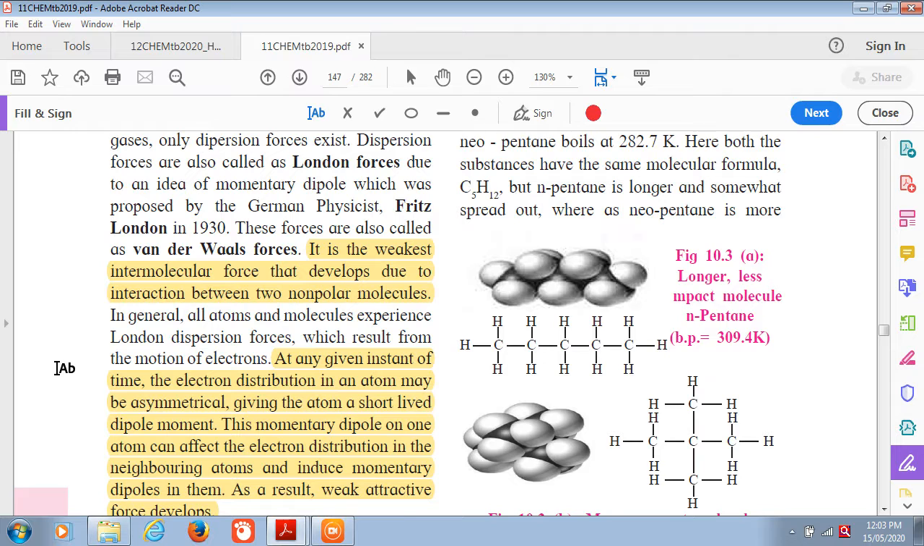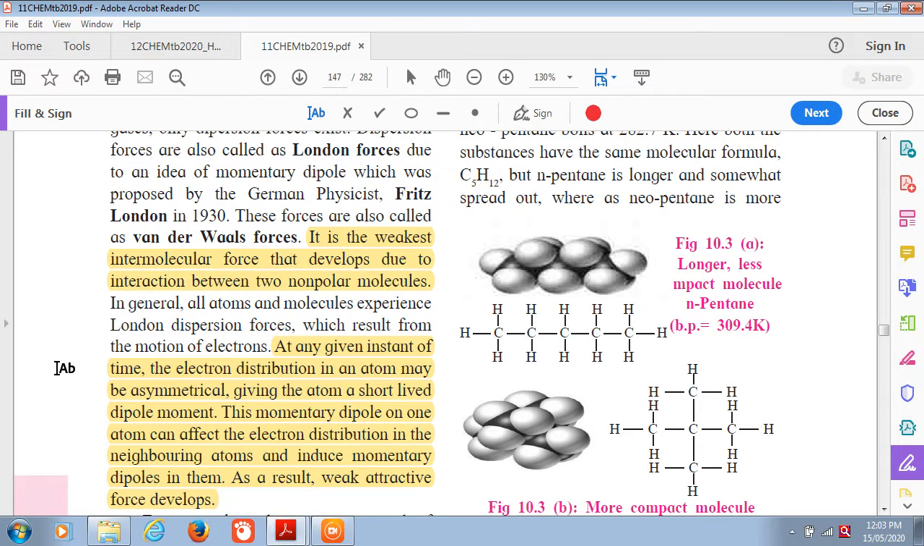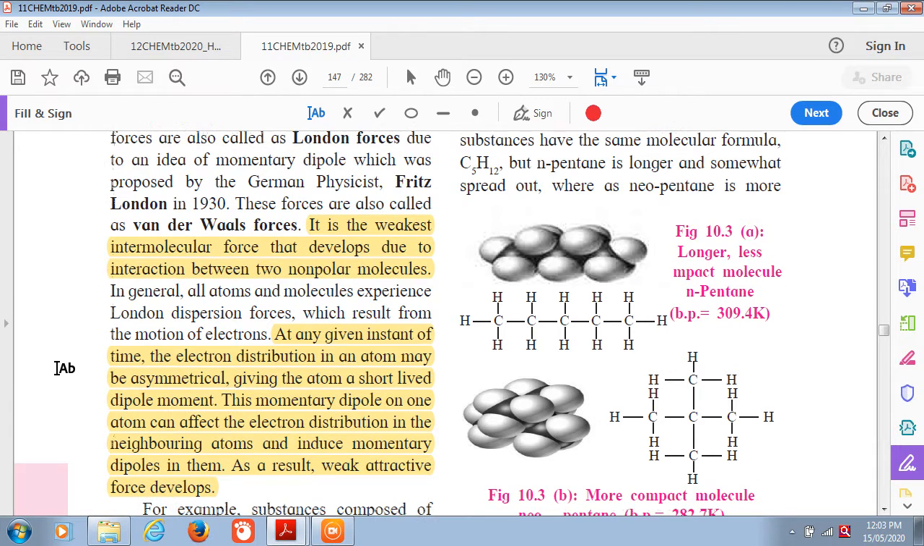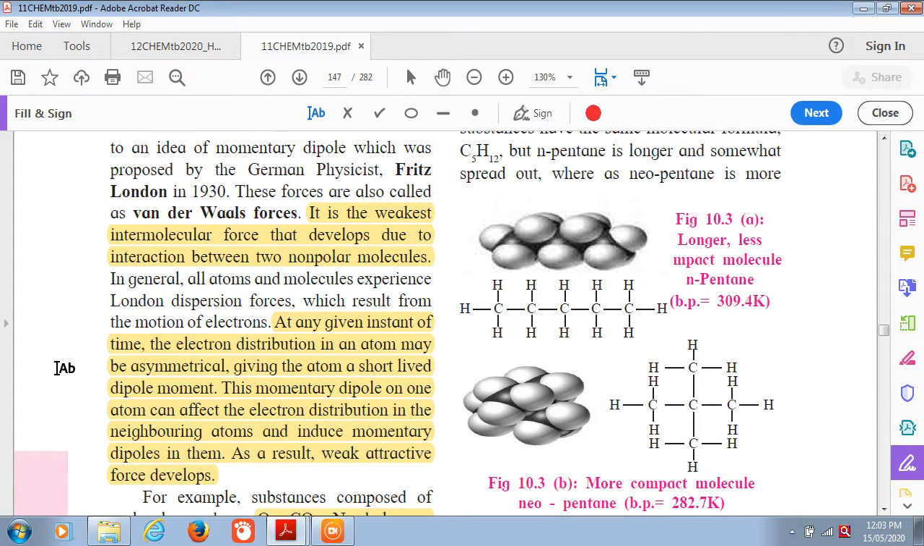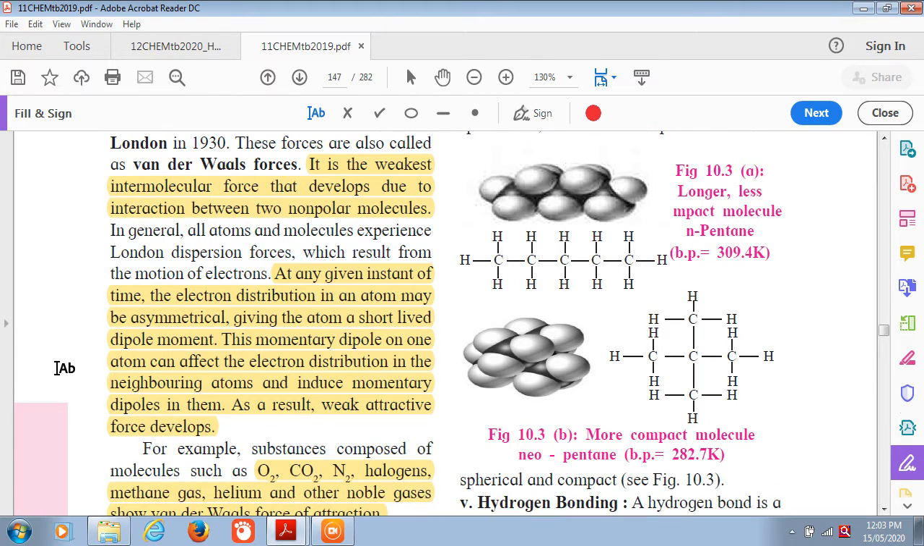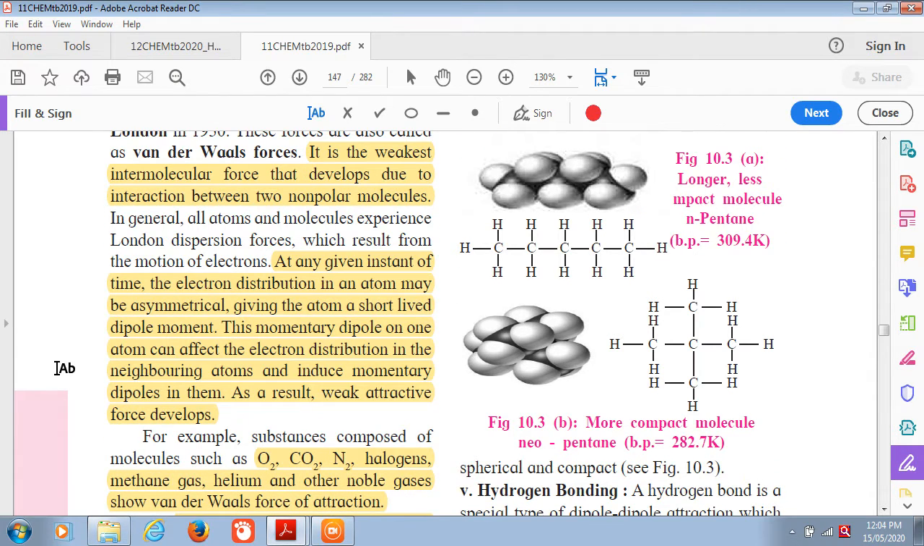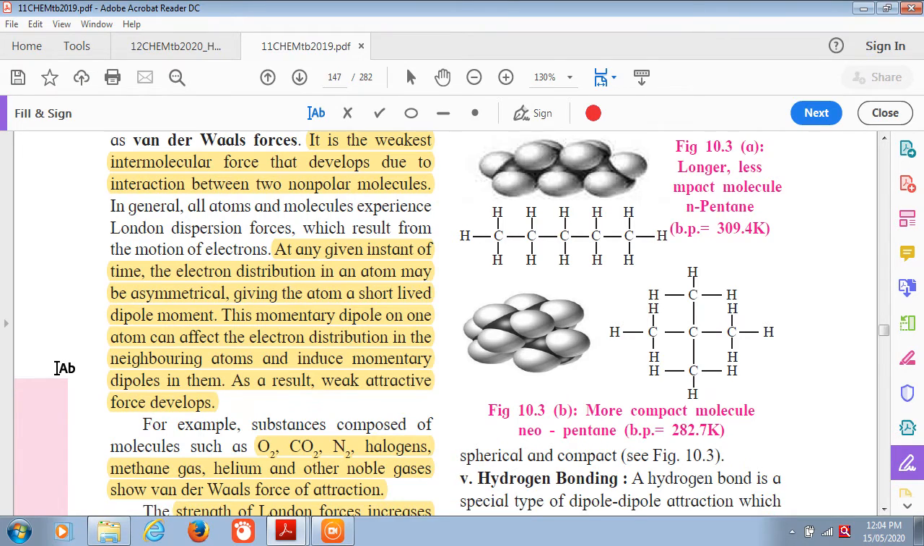Here in the diagram you can see the long chain of n-pentane, and in case of neopentane the chain is shorter, but there are branches, and the spreading of the electron cloud is more in case of n-pentane as compared to neopentane. So that's why n-pentane has strong London force and higher boiling point.